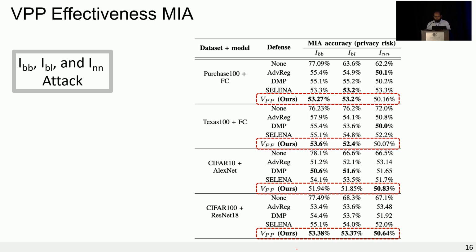having 50% accuracy in the table is the ideal case from a defense perspective, which means there is a 50% chance that a particular sample was used in the training set, and 50% of the time it has not been used. Because it is basically a two-class classifier, looking at our defense, we are close to 50%. So from the privacy perspective, it shows a promising result.